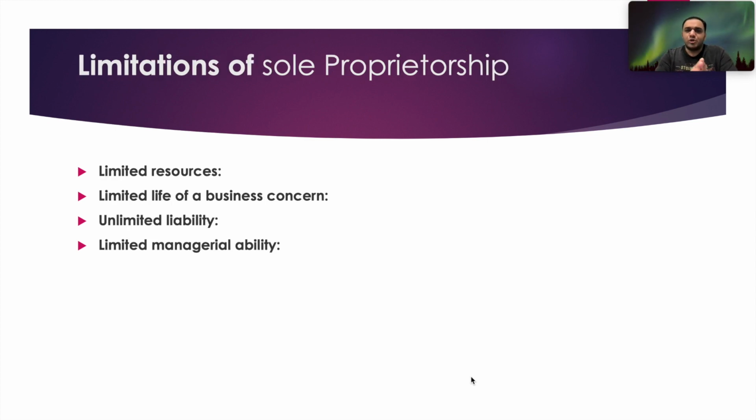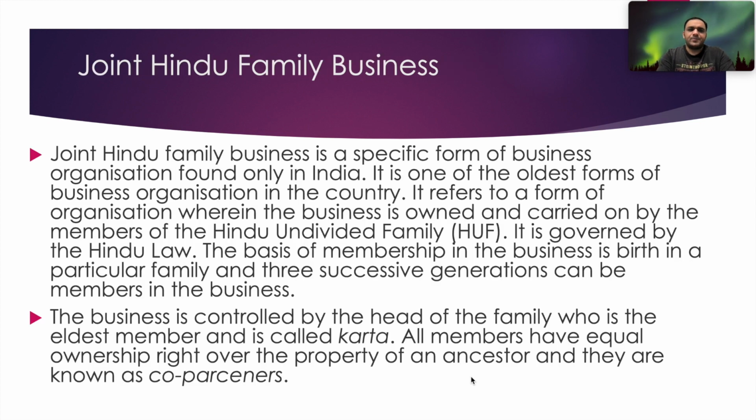Then limitations of sole proprietorship. What kind of limitations are there? Limited resources, because one person starts. One person may not have a lot of money to start the business. If he has a lot of money, then he might start a partnership or another business. So in sole proprietorship, limited resources are there. Limited life of a business concern, because it is linked with one's life. The sole trader's life is how long the business will remain. Unlimited liability, this is a disadvantage. Limited managerial ability, because he is the only one, so he has to manage everything. He'll be a jack of all trades but master of none. Next is joint Hindu family business.